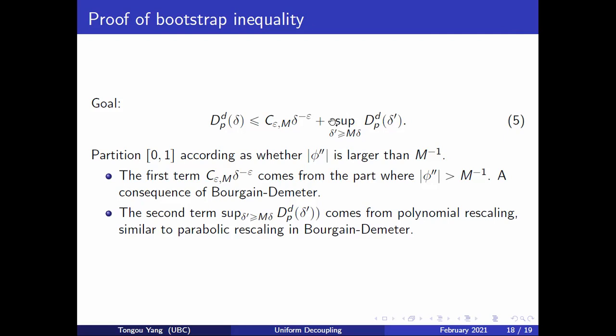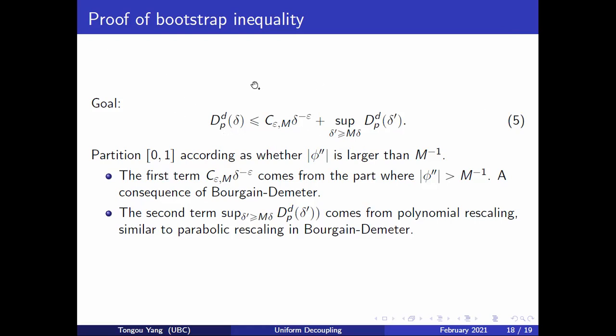And what about the second term? The second term is when phi double prime is very small. For example, this is the case when s is very close to 0, in the case phi of s equals s to the power 3. But because we are dealing with a polynomial, we can apply a polynomial rescaling argument, which is similar to the parabolic rescaling in Bourgain and Demeter. The result is that for this part, you can bound the decoupling constant by this one, which roughly says that you can upgrade from the scale delta to the scale M delta. So each time you multiply the scale by M, after some time you would get to roughly a constant power.